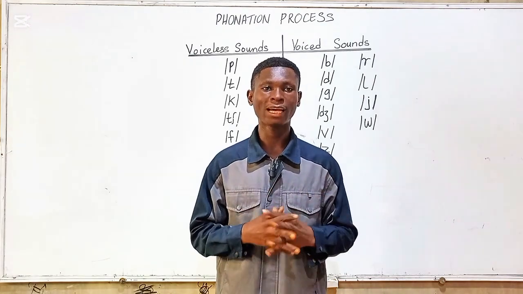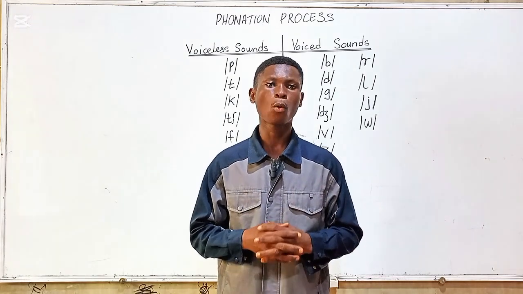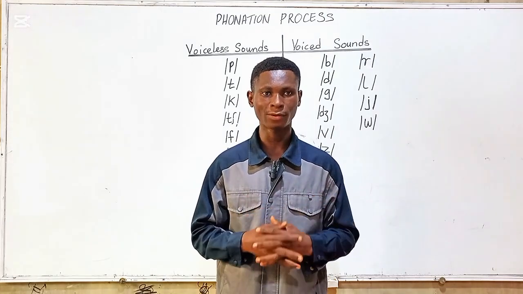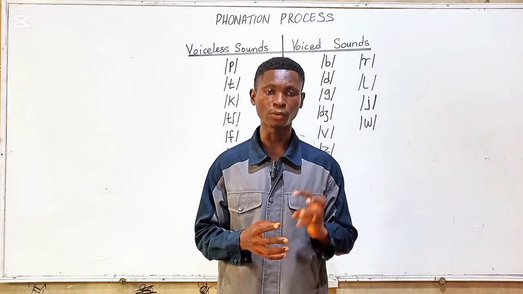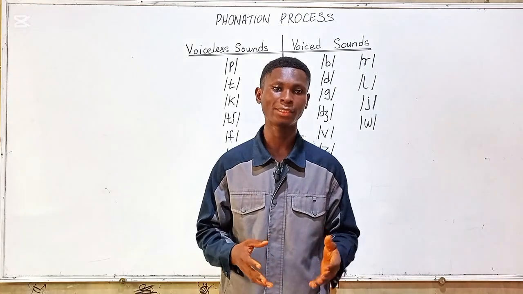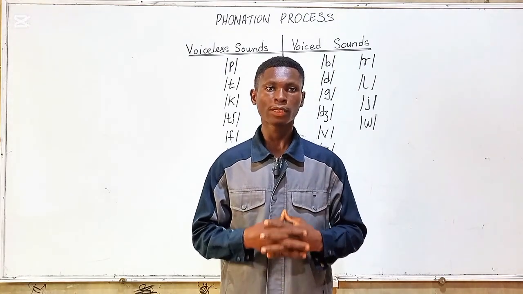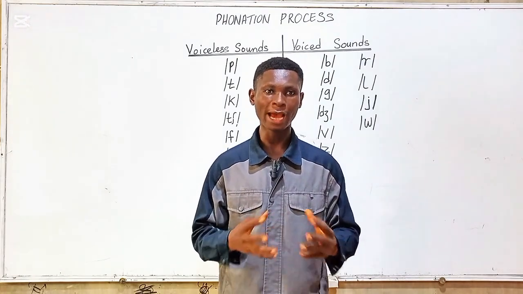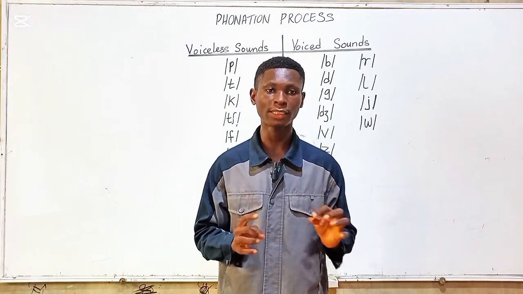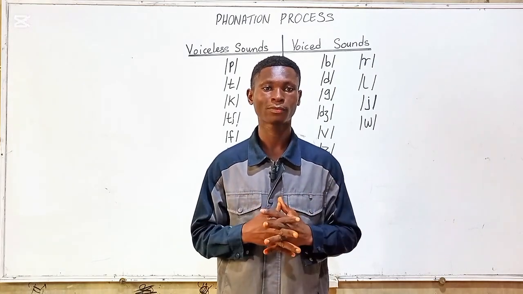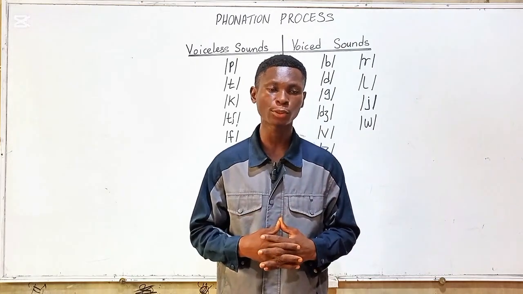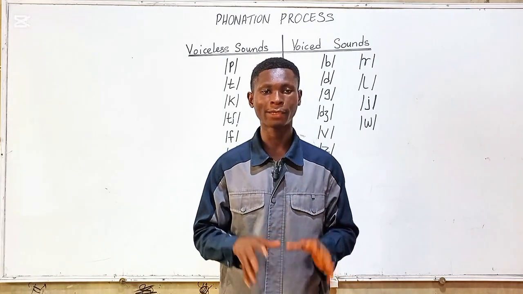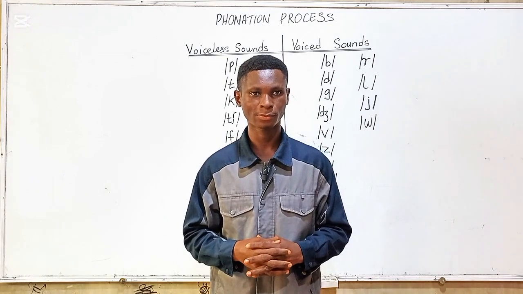Thus, voiced sounds are those sounds articulated with vibration in the vocal cord, whereas voiceless sounds are those sounds produced without vibration in the vocal cord. We have 24 consonant sounds in English language, and I have listed the 24 consonant sounds here, and they are divided into 9 voiceless consonant sounds and 15 voiced consonant sounds.